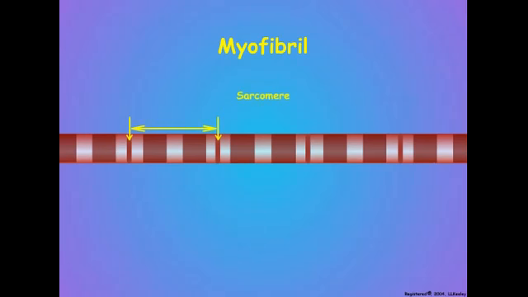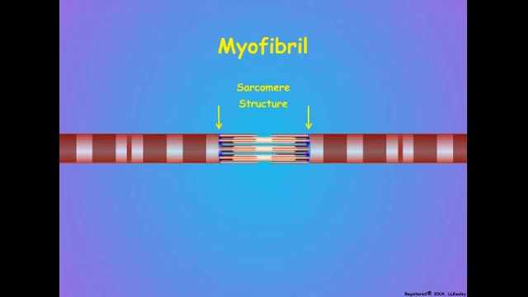Myofibrils show the striated pattern as repeating subunits called sarcomeres. Sarcomeres are bounded by Z bands and divided into I bands, A bands, and a central H zone. Let us review the sarcomere at a more detailed structural level.